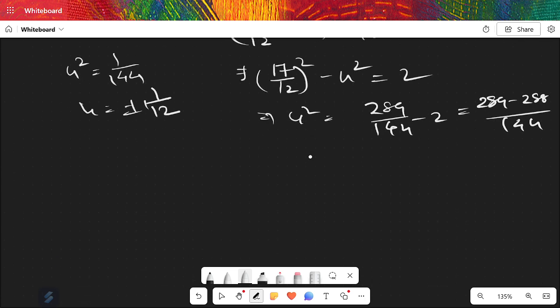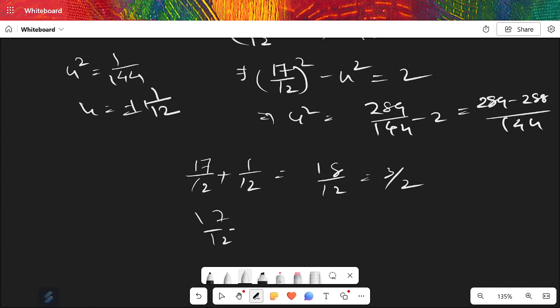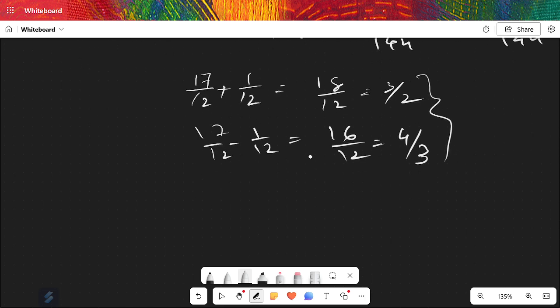So what are our choices? The choices are 17 by 12 plus 1 by 12, so this will become 18 by 12, which is 3 by 2, and 17 by 12 minus 1 by 12, so this becomes 16 by 12 or 4 by 3. Okay. So in this way, we can easily find the factorization of the above polynomial. This is simply x minus 3 by 2 and x minus 4 by 3.